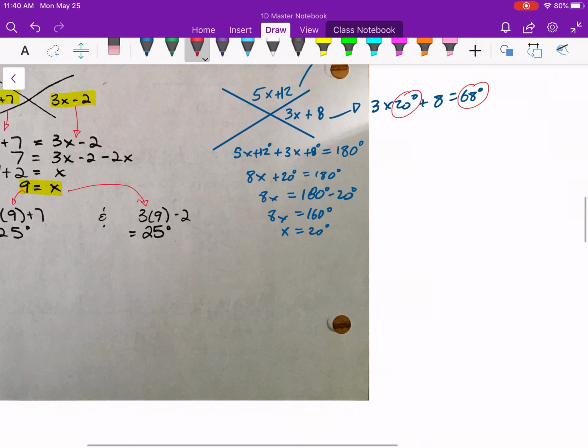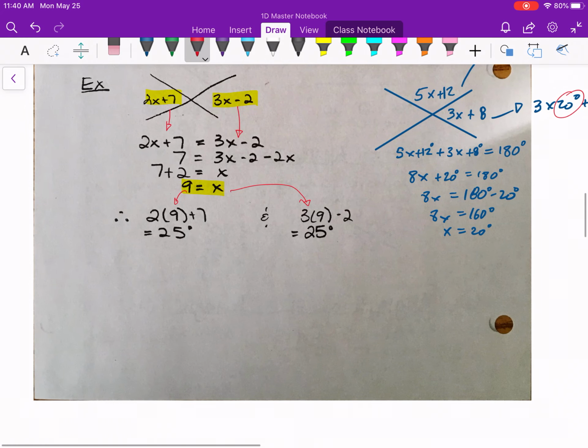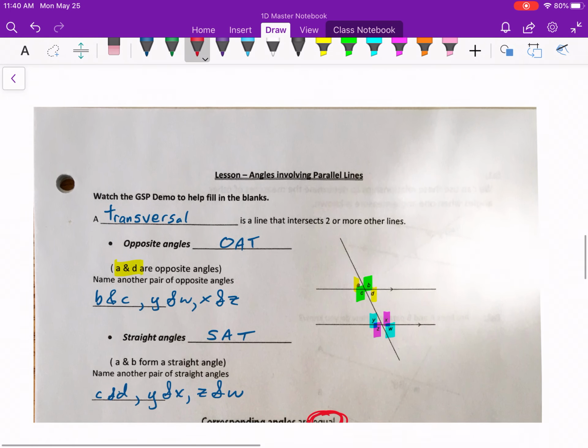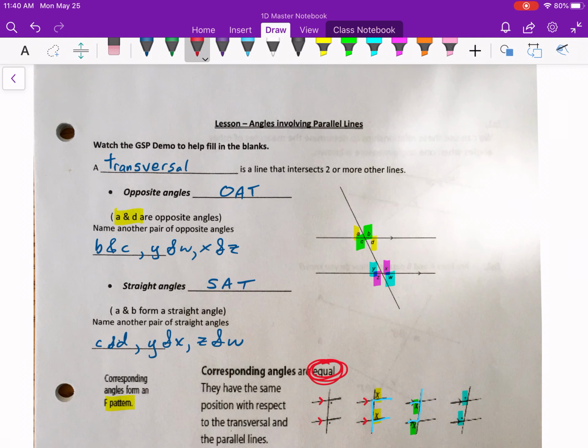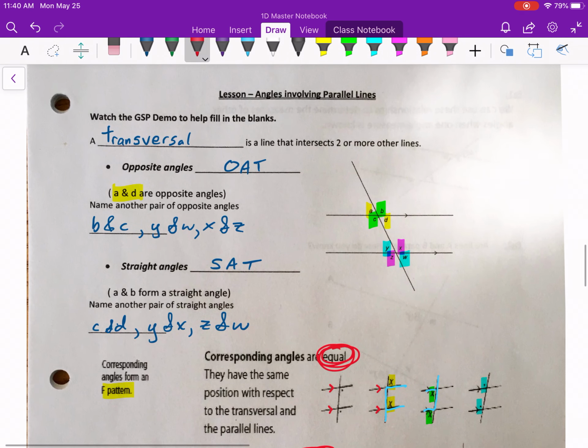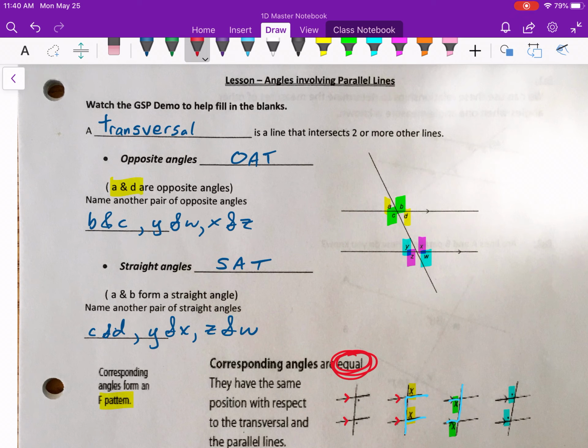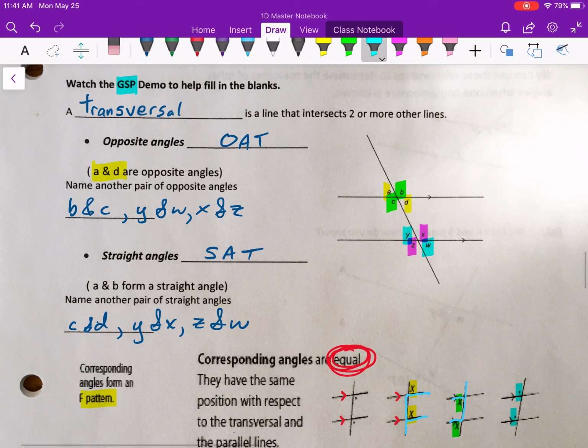So again, going fast, feel free to pause at any time, but here are some things to do with angles involving parallel lines. GSP, what it's talking about right here, stands for Geometer Sketchpad. It's just a dynamic geometry software where it shows angles moving around. It's a great tool, but I think we can get by without that for today. I'm just going to explain things. So here's some terminology you need to know.